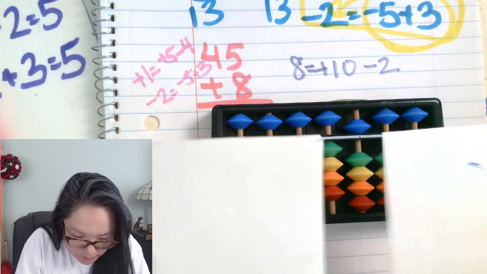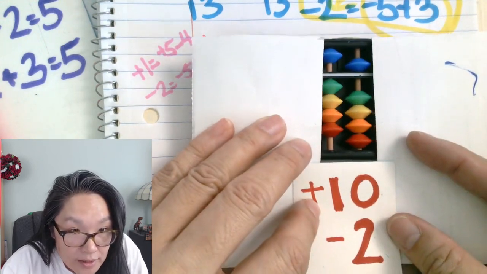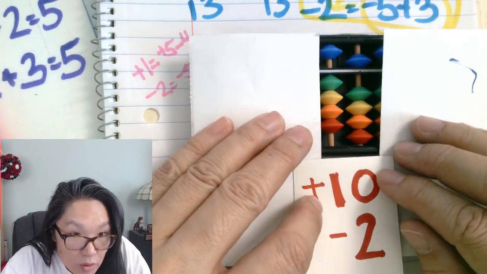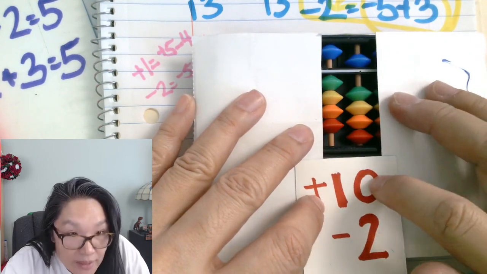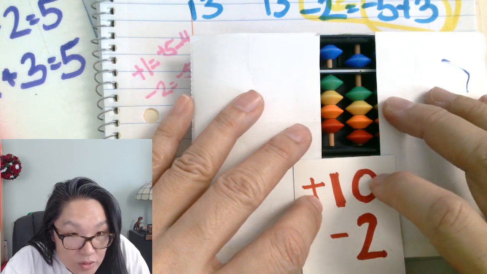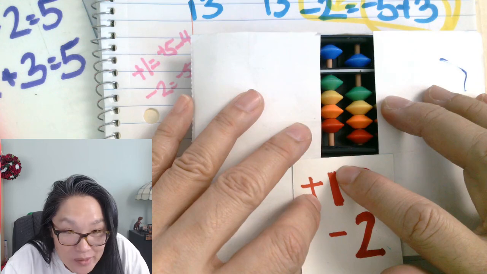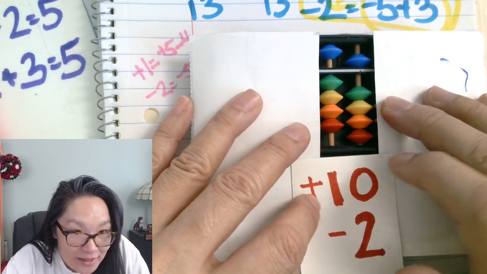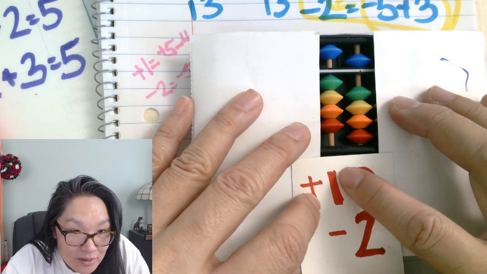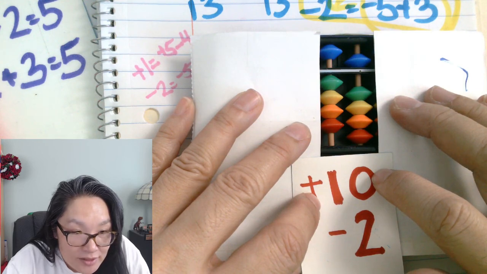So this is what we're going to do. We have to plus the 10 and then minus the 2. What do you want to do first? Plus the 10 or minus the 2? What do we want to do first? It doesn't matter which one you do. It's all got to be done. What are we going to do first? Plus the 10 or minus the 2? Thank you for the follow, Jocelyn. You want to plus the 10 first?